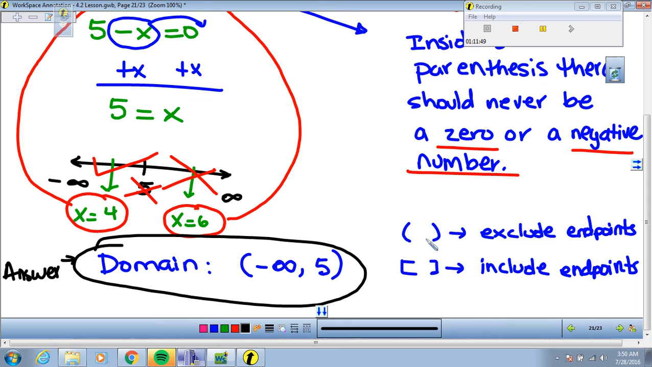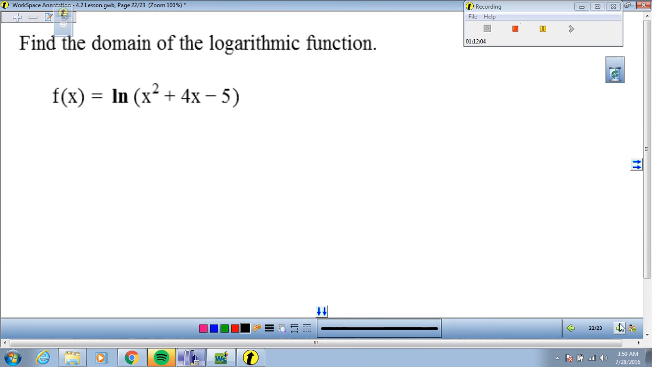You just need to learn when to use the different parentheses, according to whether you are going to include that number where the interval ends. On the infinities, you always use regular parentheses. Okay. This one: get the expression on the inside, set it equal to 0, and solve for x.